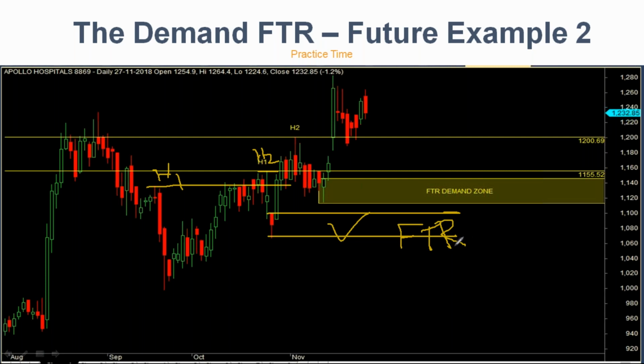Very perfect, friends. Perfect. That is also an FTR. An FTR above an FTR. Is there another FTR below? No. Is that clear? That is also an FTR only. It's not just a zone. Clear?